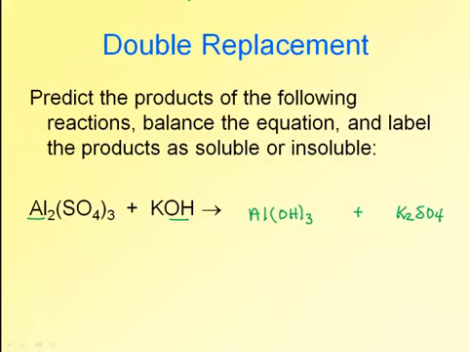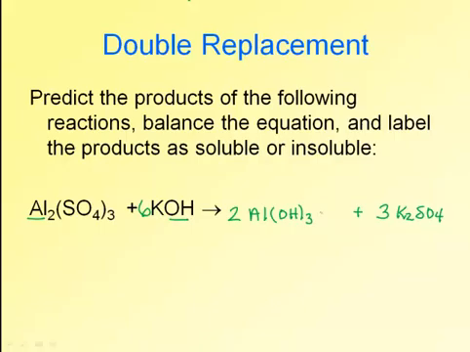You have to be able to balance the equations. You can fix the Als with a 2 in front of Al(OH)3. You can fix the SO4s with a 3 in front of K2SO4. And now a 6 in front of KOH fixes everything. Now, use the solubility rules to label your two products.